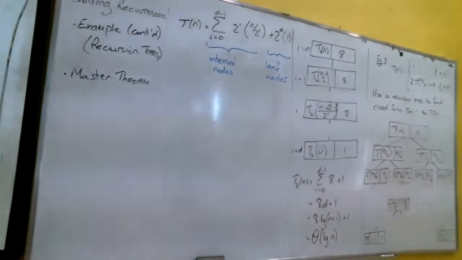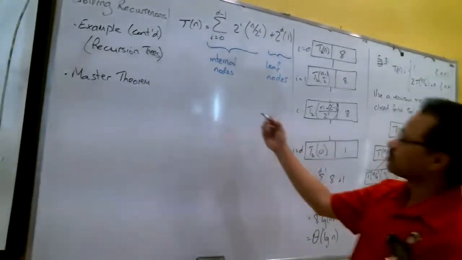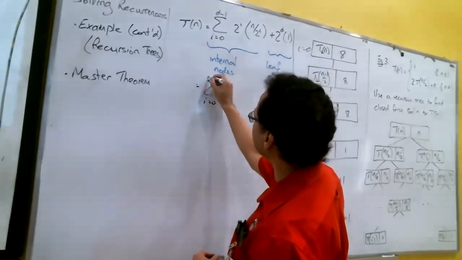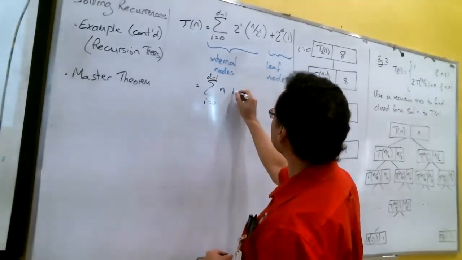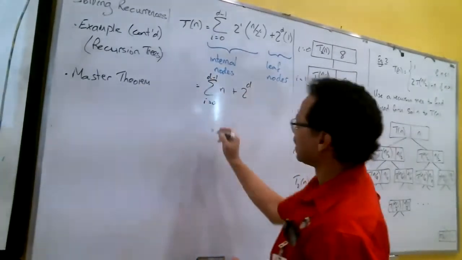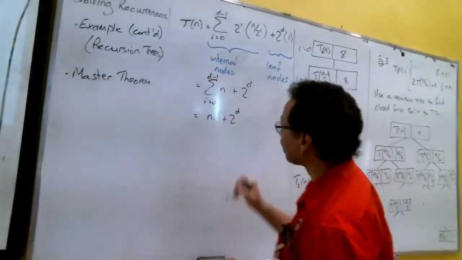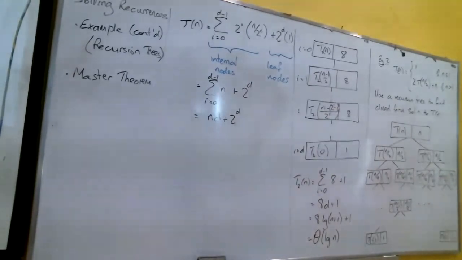Okay, so now I'm going to do the algebra and simplify. Well, this just turns out to be the sum from i equals 0 to d minus 1 of n, plus 2 to the d. And so, of course, this is nd plus 2 to the d. Now, all that remains is for us to figure out what d is.